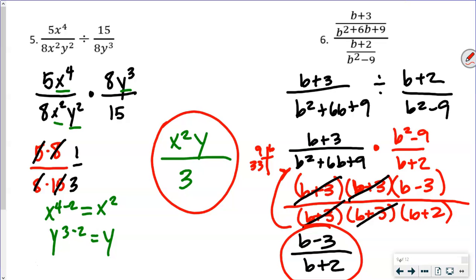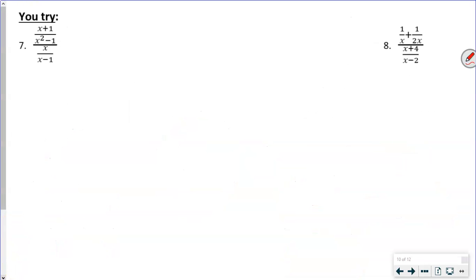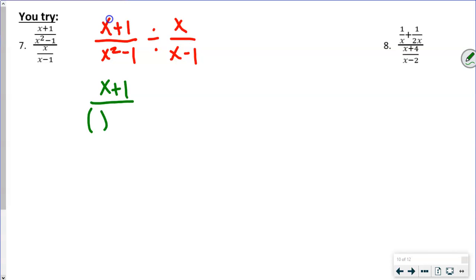So the next one's going to be another complex fraction, okay? So here again, I'm going to rewrite this problem first. So I've got x plus 1 over x squared minus 1, and that's divided by x over x minus 1. So we're going to keep change flip, okay, guys? So we're going to keep our first one. Actually, I'm just going to leave it like it is for right now, then we'll talk about it. Change the sign to multiplication, and then we got our x minus 1 up here and our x because we flipped the second term. Keep the first term, change it to multiplication, and flip the second term, okay?